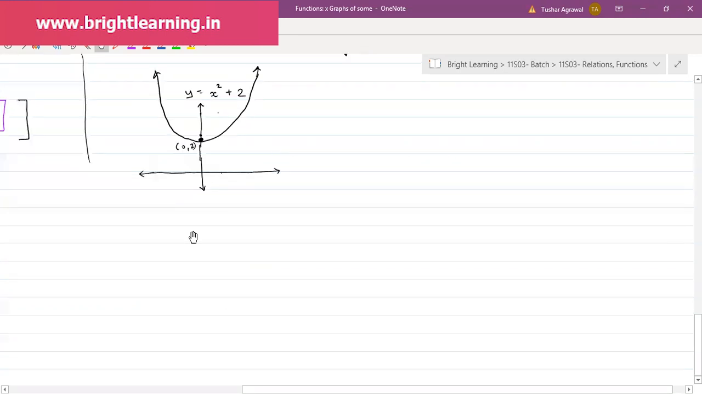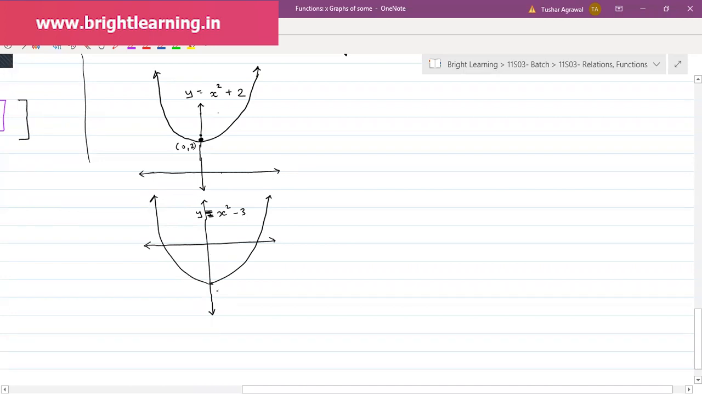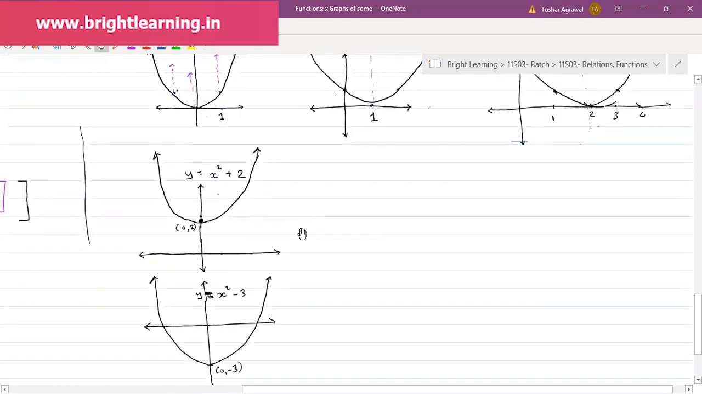Similarly, can you draw the graph of x square minus 2? x square minus 3 for that matter. y equals x square minus 3. We will study graph transformation in detail in another special chapter; right now I'm dealing only with quadratics. For x square minus 3, the graph of x square will be shifted 3 units downwards, to 0, minus 3. Any doubts here?